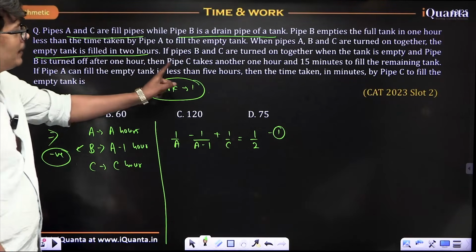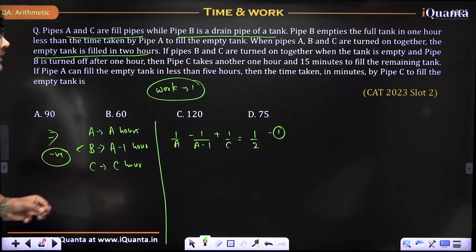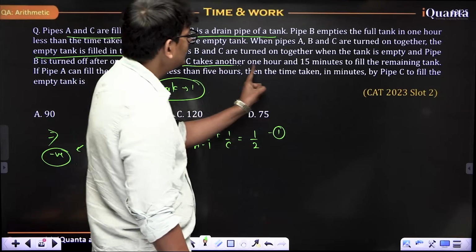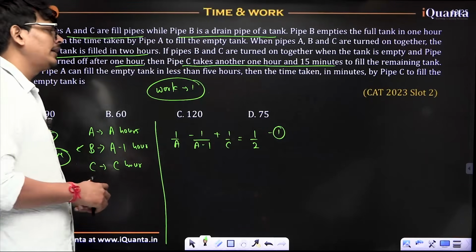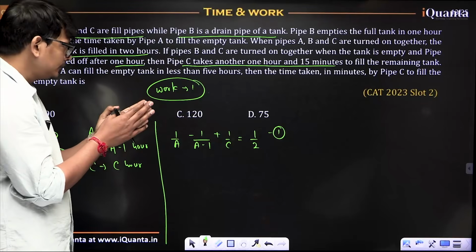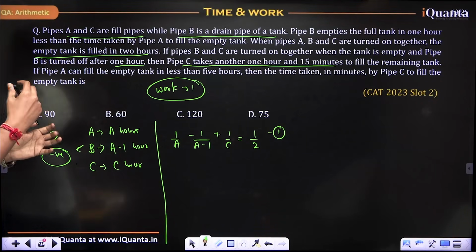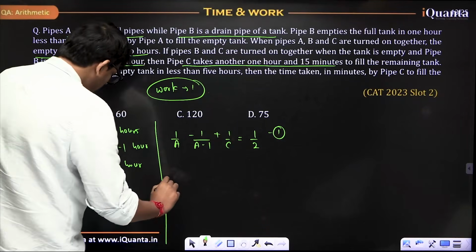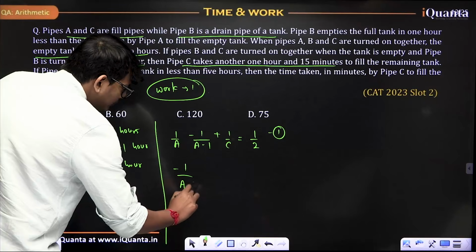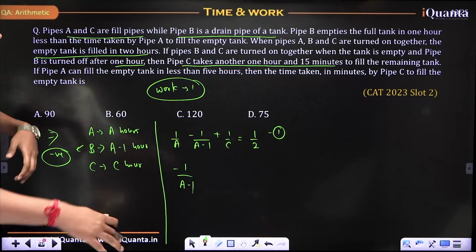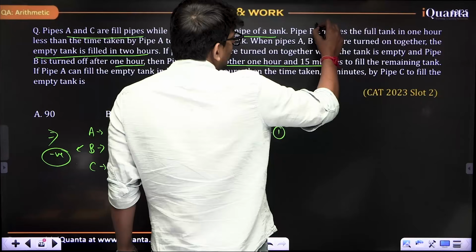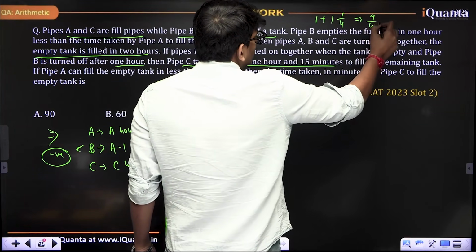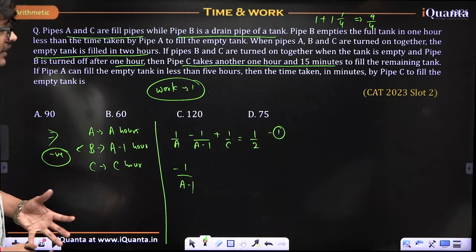Similarly, if pipes B and C are turned on together when the tank is empty, pipe B is turned off after 1 hour, then pipe C takes another 1 hour 15 minutes to fill the remaining tank. Now these two are working together. Pipe B worked for only 1 hour, so minus A minus 1. Pipe C takes another 1 hour 15 minutes, so 1 plus 1 by 4, that is 9 by 4. So C worked for 9 by 4 hours.